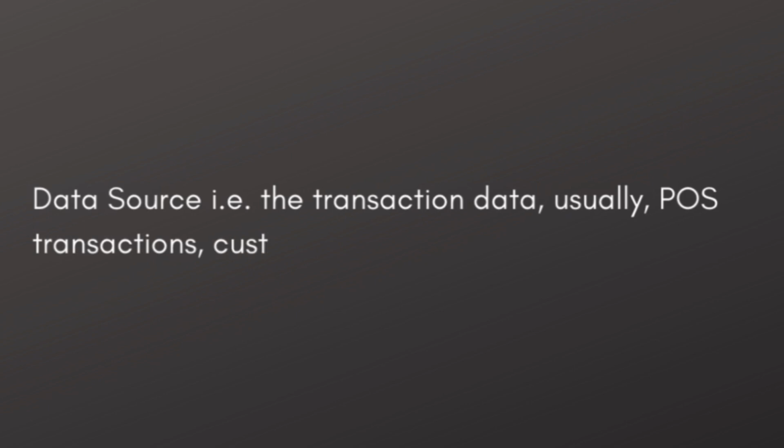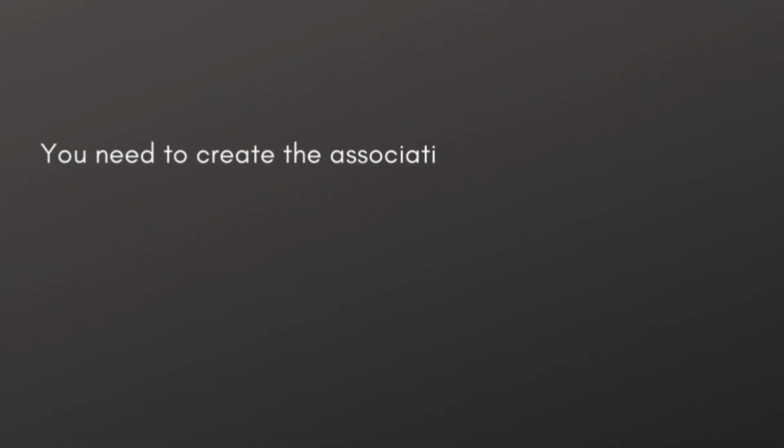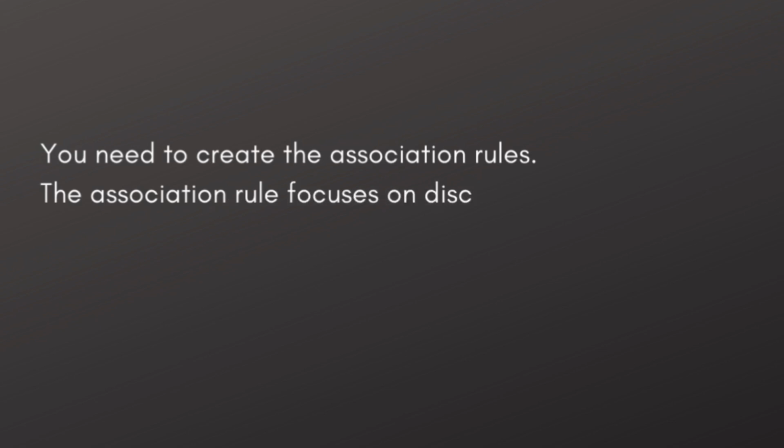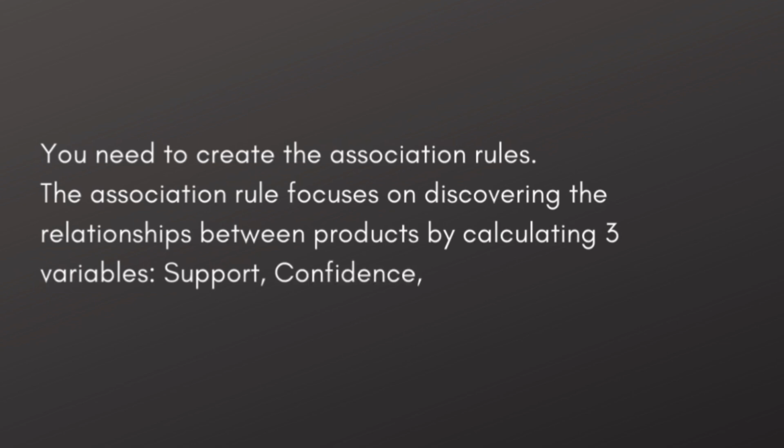So to perform a market basket analysis, these are what is required. First, you need to get the data source. That's the transaction data, which is usually the POS transactions or customers' receipts, just transaction logs generally. And then you will need to create the association rule. The association rule focuses on discovering the relationships between products by calculating three different variables: the support, the confidence, and the lift.